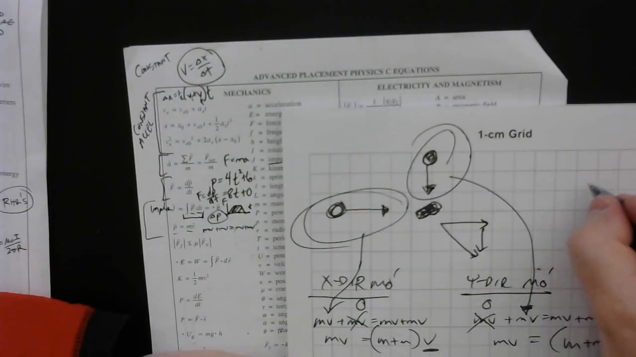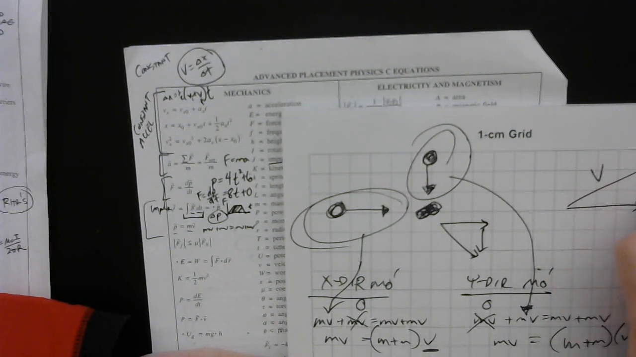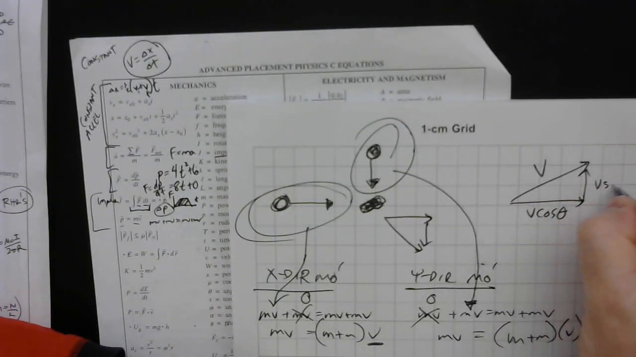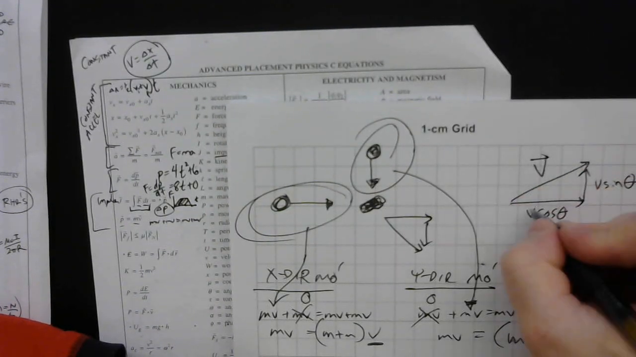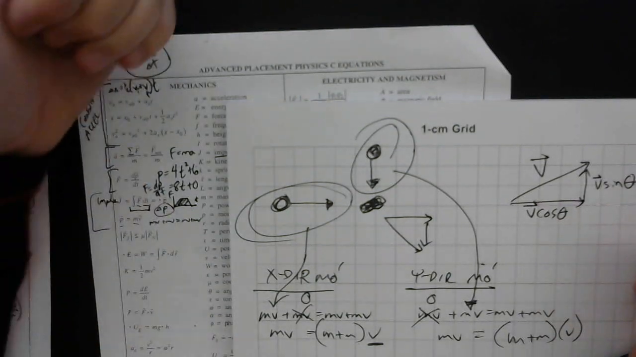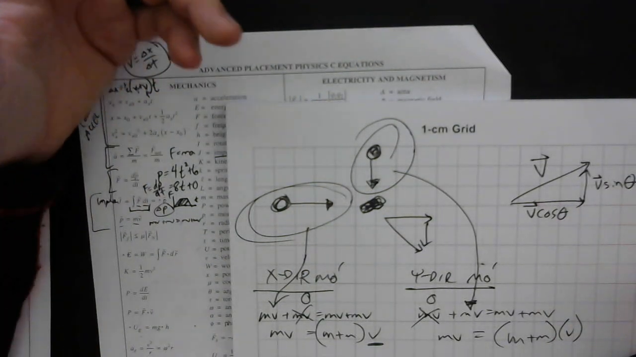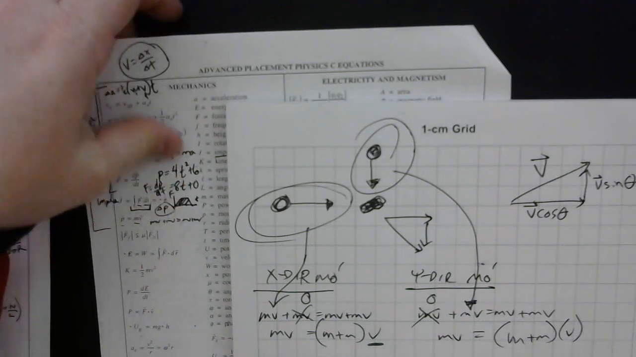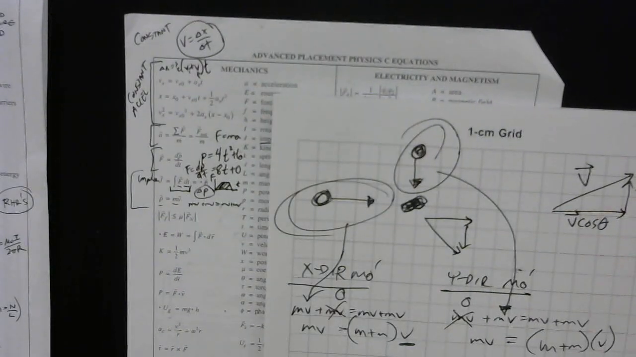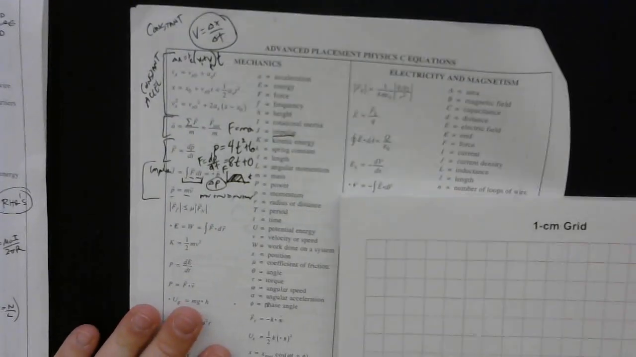And that's a theme you're going to keep seeing: if I ever have a vector, I can break it up into its components, v cosine and v sine. But here's the thing, this works for velocity, it works for momentum, it works for forces, and so we'll keep coming back to that, okay? All right. Hopefully this is helping. We'll keep going.